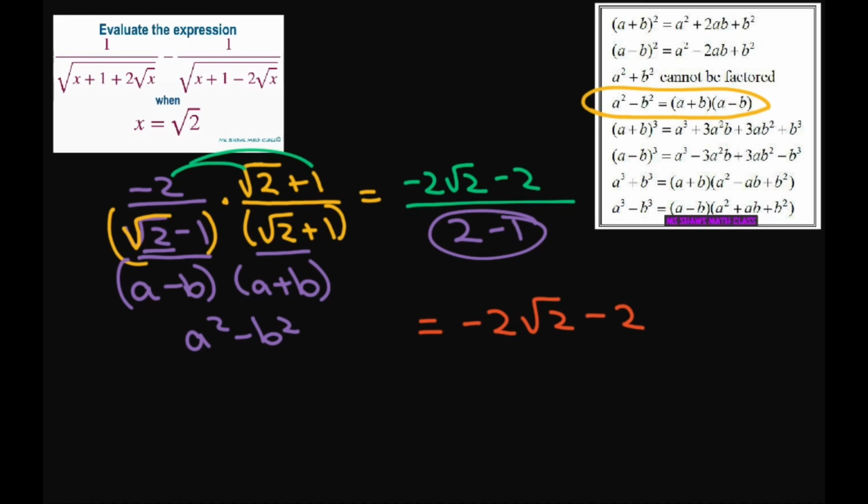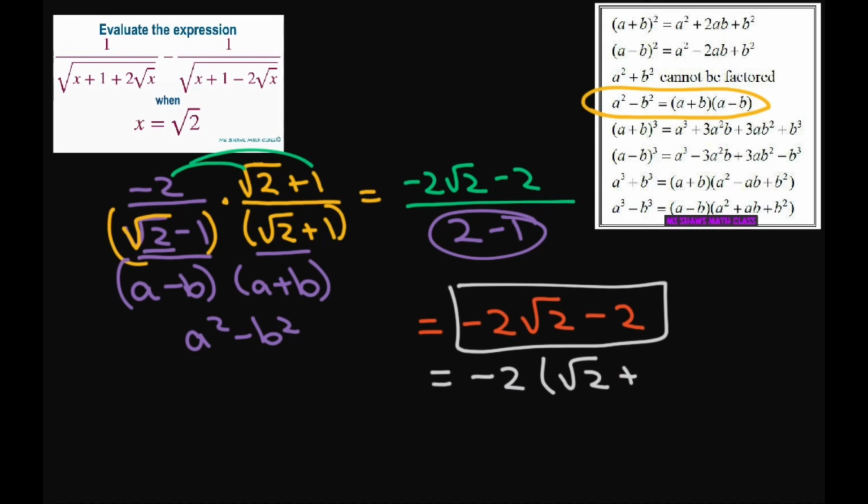And that should be it, unless you want to factor out, this is a good answer here. You can factor out a negative 2 if you want, and that would give you square root of 2 plus 1. Either way, both of these answers are fine.